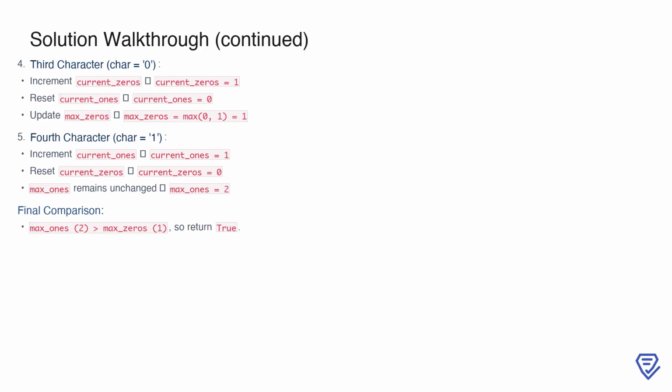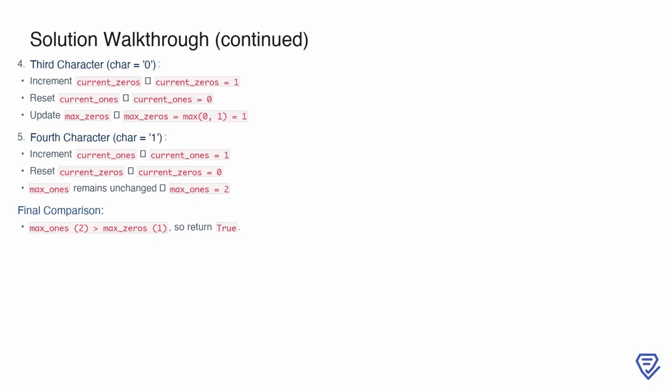Next, when we encounter the third character, which is 0, we increment current_zeros to 1, reset current_ones to 0 since the segment of ones has ended, and update max_zeros to the maximum of its current value and current_zeros, which is now 1. For the fourth character, which is 1, we increment current_ones to 1, reset current_zeros to 0 as the segment of zeros has ended, but this time, max_ones remains unchanged at 2 because it is already greater than current_ones.